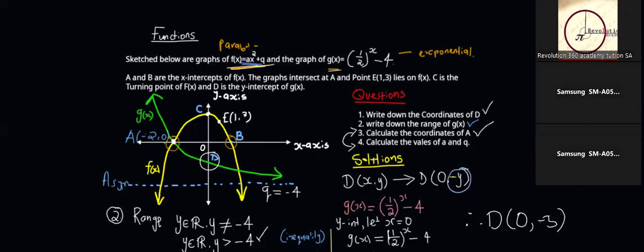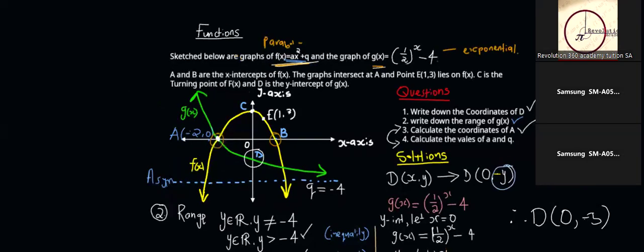So they want us to find the values of a and q. And one thing that you need to understand again, go back to the information that I taught you with regards to our parabola. That yellow graph is facing downwards. But before that, let's write the equation of that yellow graph. The equation that they are giving us is f of x equals a x squared plus q.